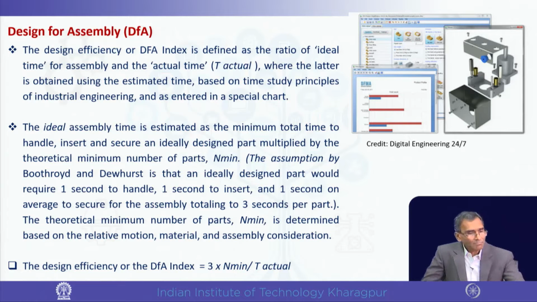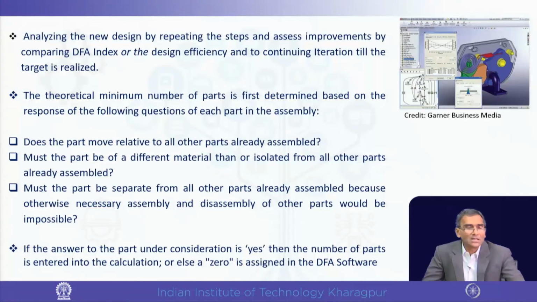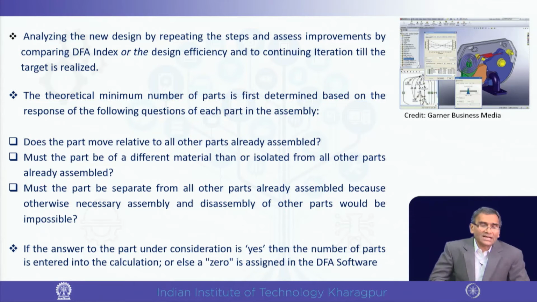So, here 3 multiplied by n minimum, divided by actual time, gives the indication as to where it is. Now, with the correct assembly, the actual time will go down and the efficiency will increase. That is the objective. Analyzing the new design by repeating the steps, whatever has been discussed, would be done repetitively till perfection is reached. Theoretical number of parts, as I said, is to be discussed.